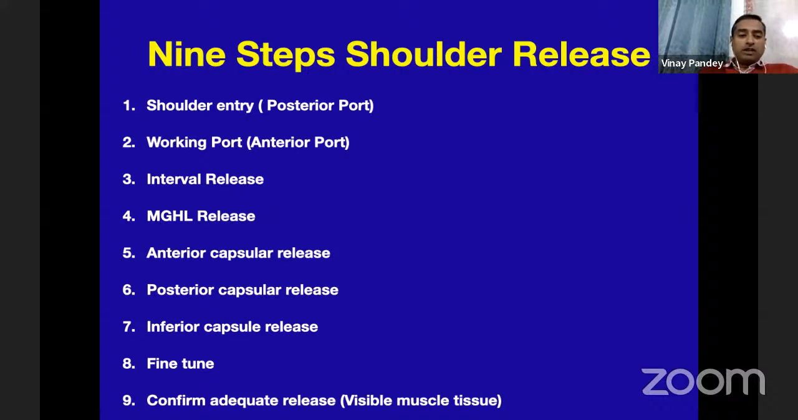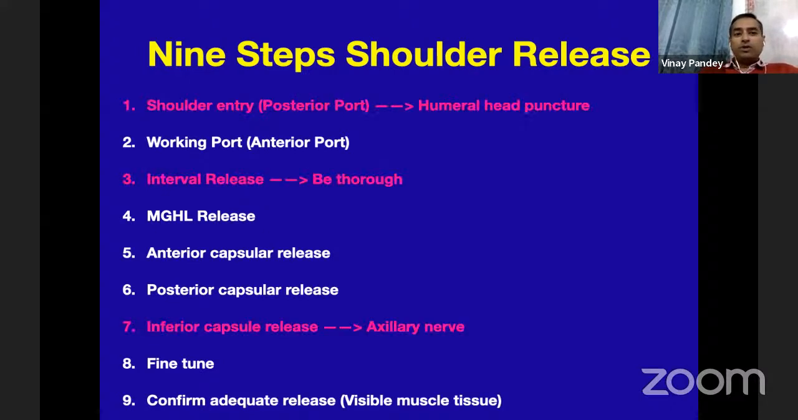Out of all these 9 steps, the 3 most important for me are, first, entry to the shoulder joint. Stiff shoulder entry can be really problematic and a really big struggle, and one can end up puncturing the humeral head if one is not careful with the trajectory of entry. Again, the interval release, one has to be really thorough with this. There is no shortcut to releasing the interval, because as the rotator interval is released, the shoulder joint opens up and it becomes easy to manipulate the other parts of the joint. Again, the inferior capsule release is important because of the proximity of the axillary nerve to the glenoid rim. One has to be careful when releasing the inferior part of the shoulder joint.